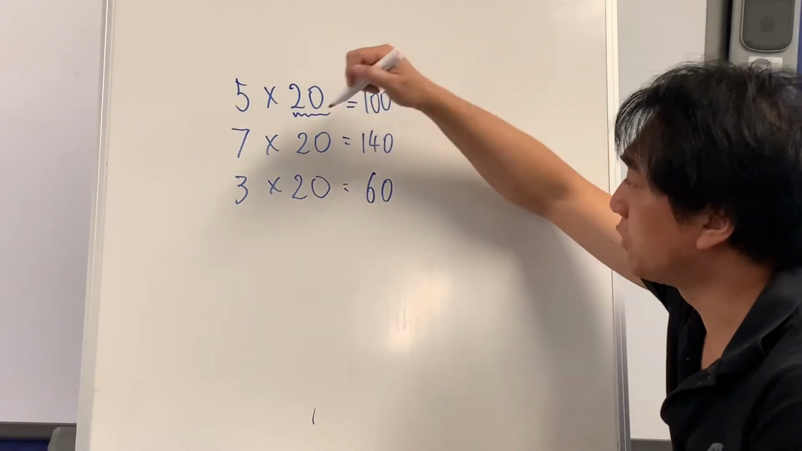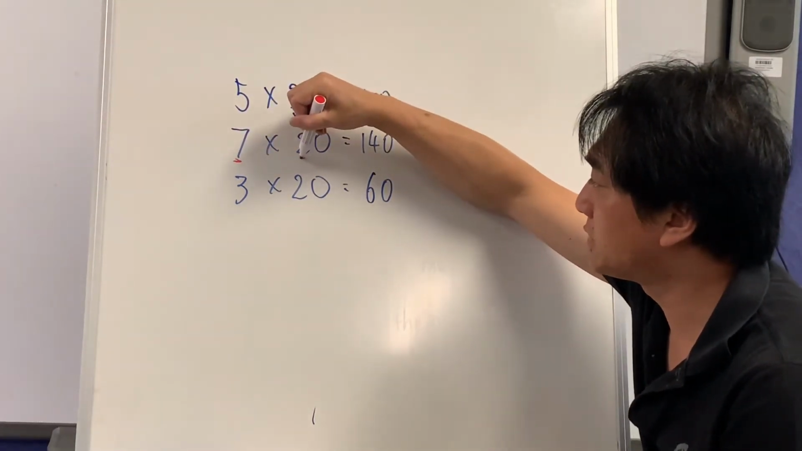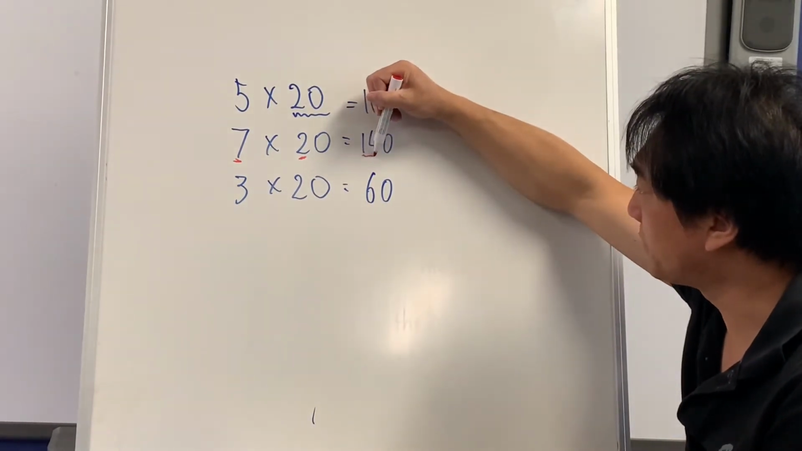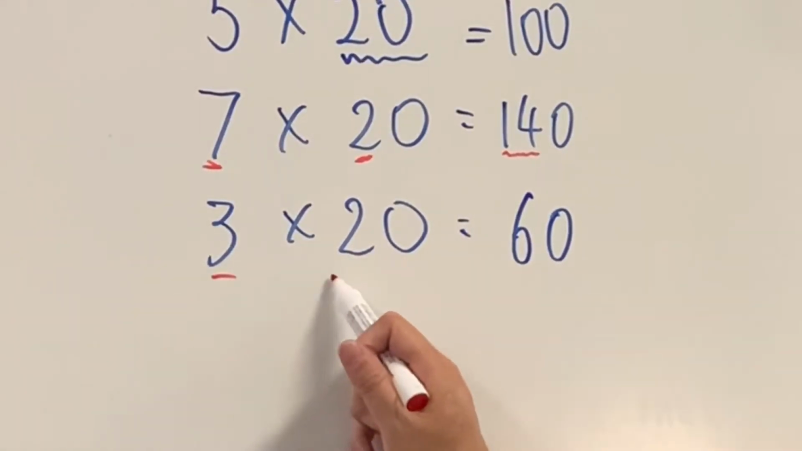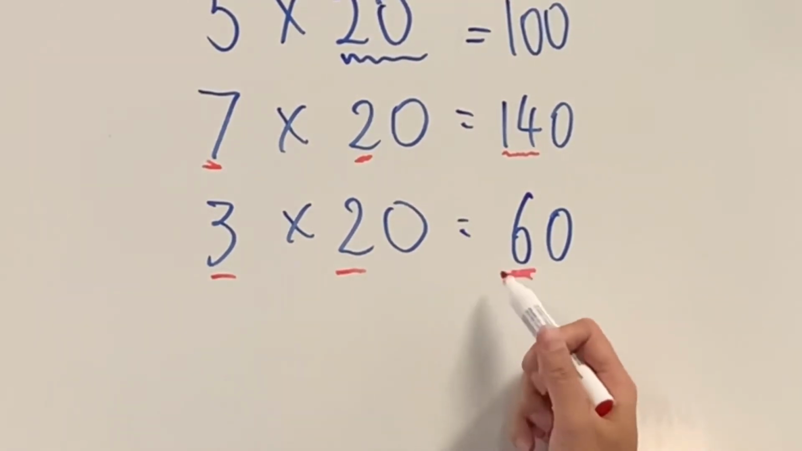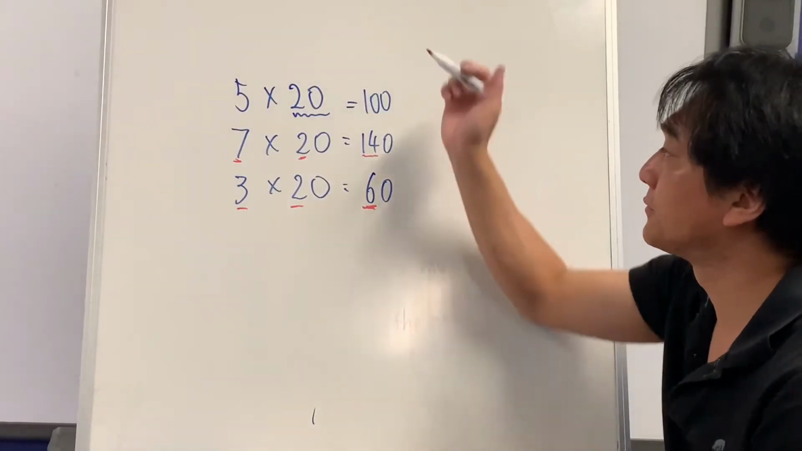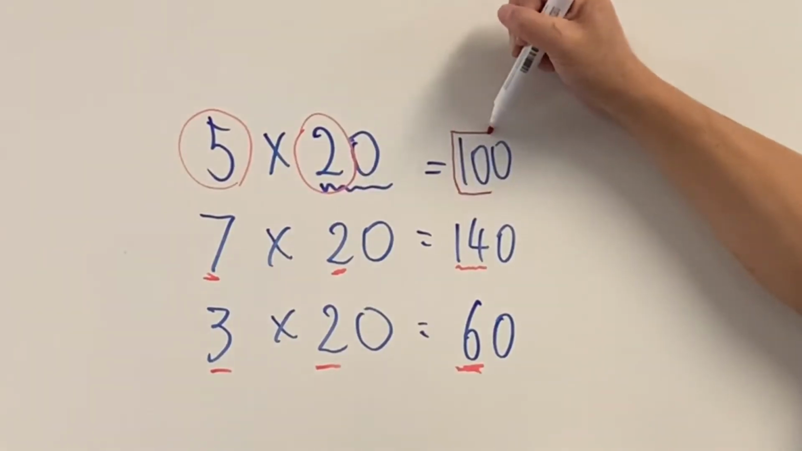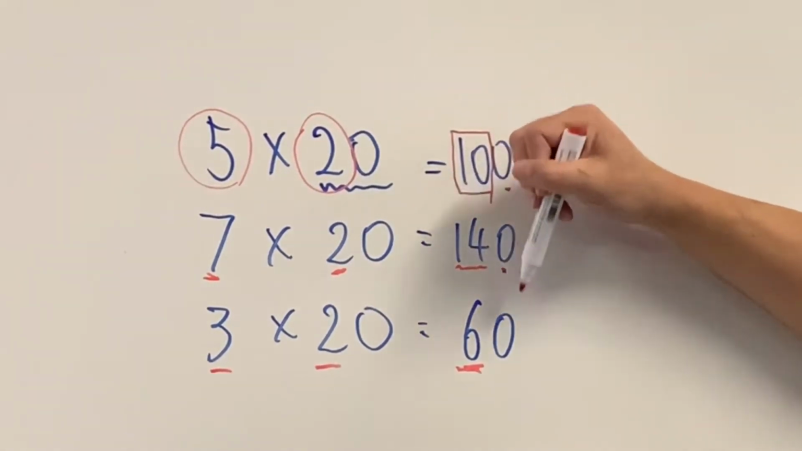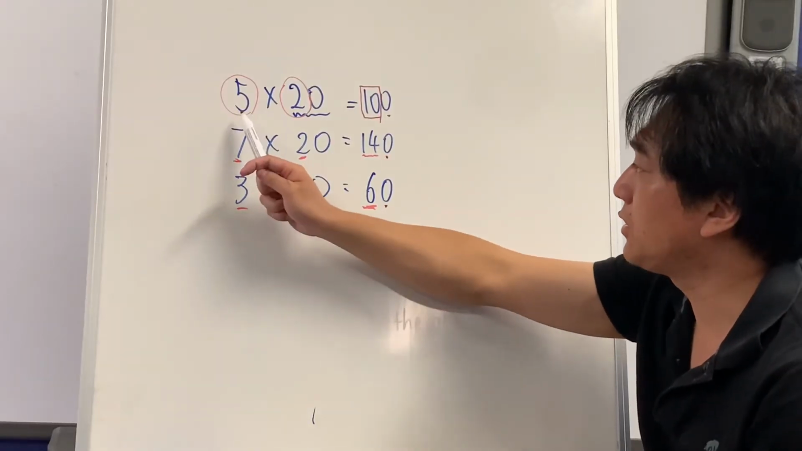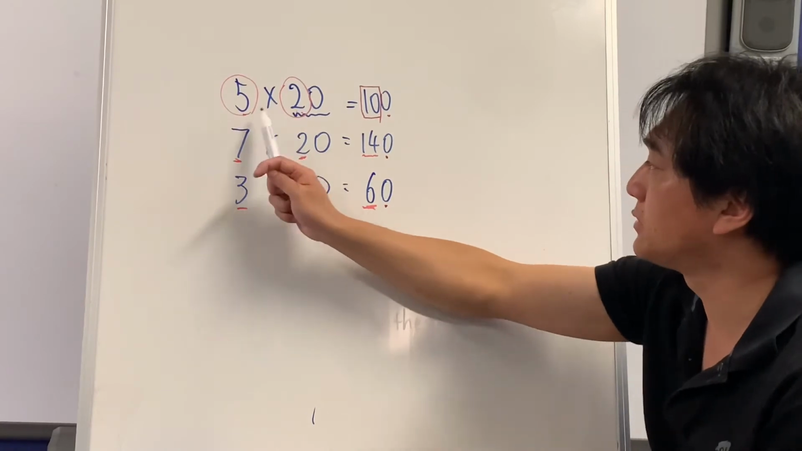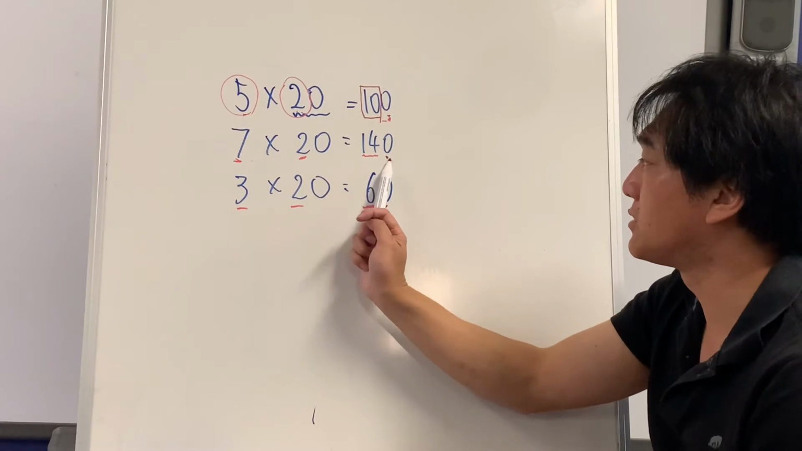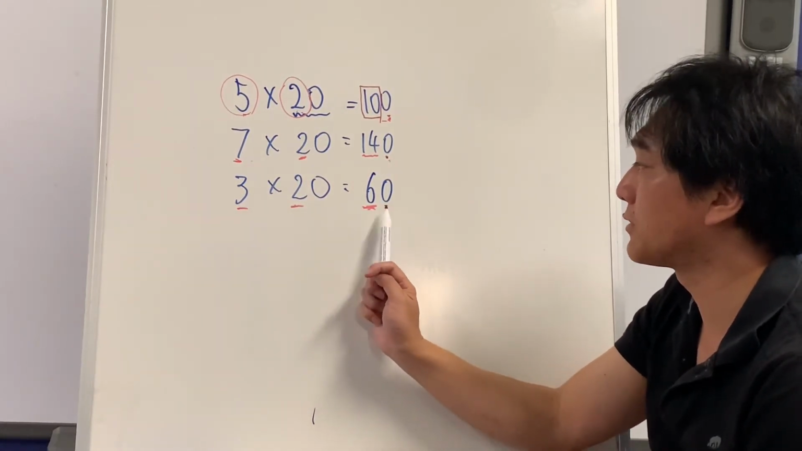I'm sure a lot of people said that's 7 times 2, that's 14. 14's here. 3 times 2 equals 6. Then 0 is here. 5 times 2 is 10, and then 0. So you can see you multiply these numbers, then you put the 0 at the end. 7 times 2 is 14, 0 at the end. 3 times 2 is 6, 0 at the end.